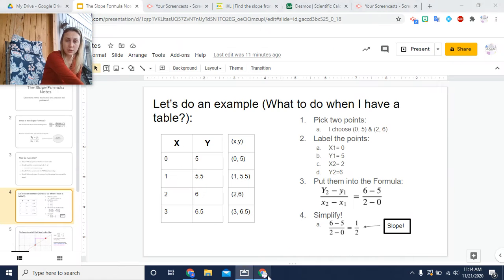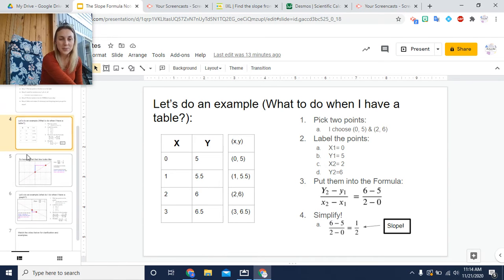So if you go back to the notes real quick, I just did all of that here. I labeled the points right here. I put them into the slope formula. That's this right here. And then I simplified, and that's going to be your slope. And that's it. Okay, so if you have any questions about that, remember to talk to me, and we'll go ahead and figure that out together.